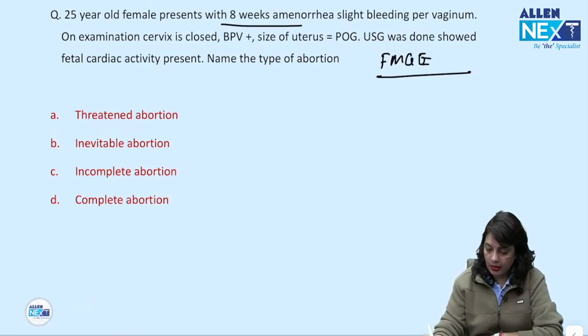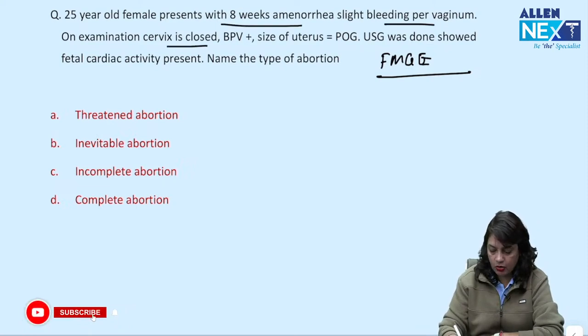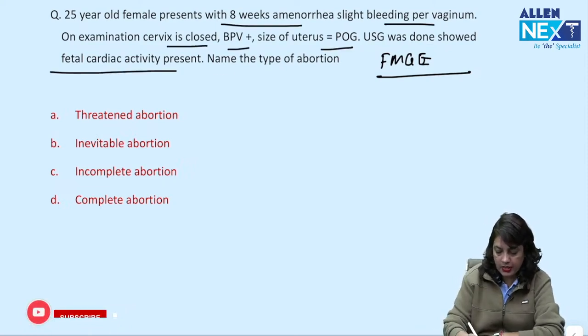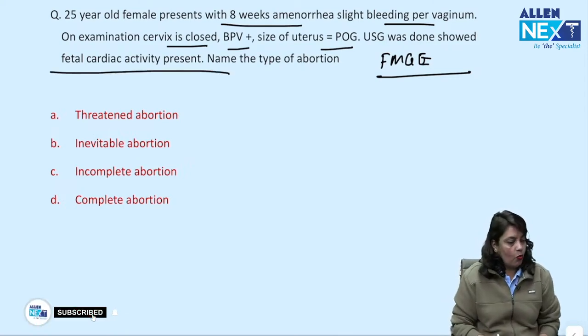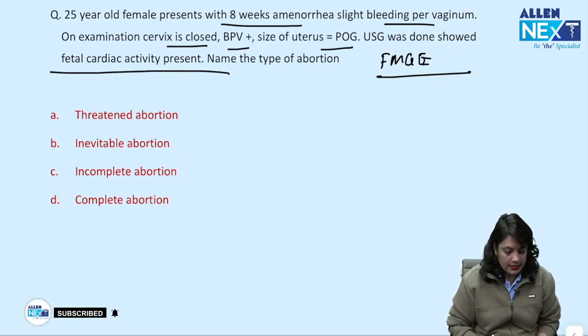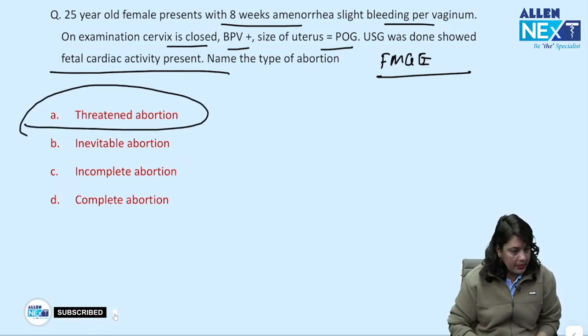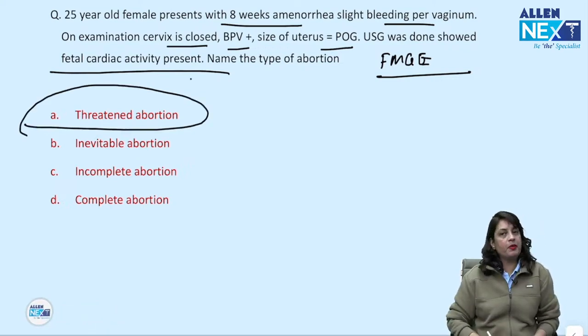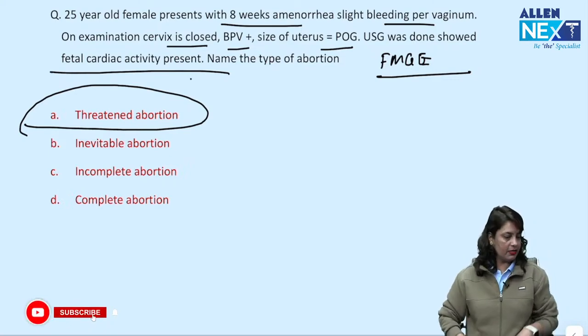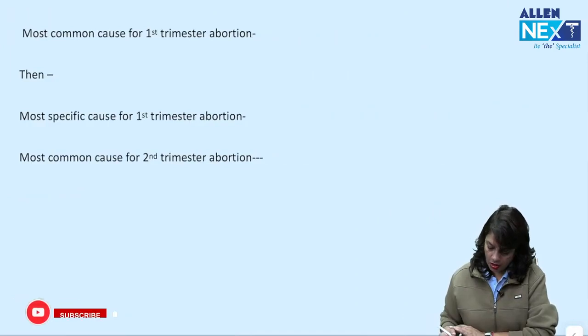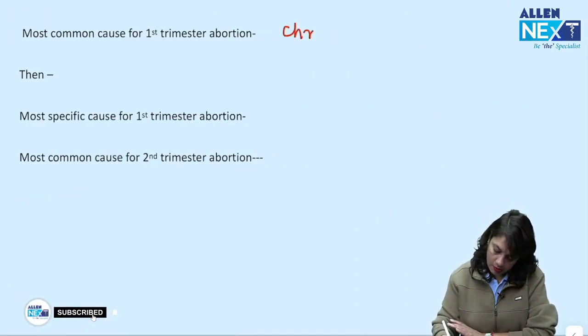8 weeks amenorrhea, bleeding per vaginum, cervix closed, bleeding present, size of the uterus corresponding to period of gestation, cardiac activity present. What is the type of abortion in this case? This is threatened abortion, and you can save this pregnancy because cardiac activity is present, baby is alive, and you can save this pregnancy.